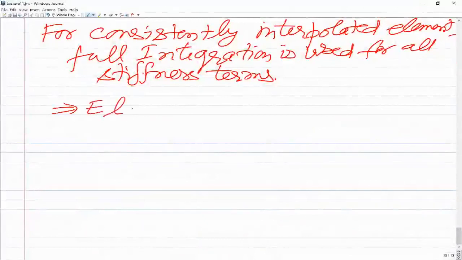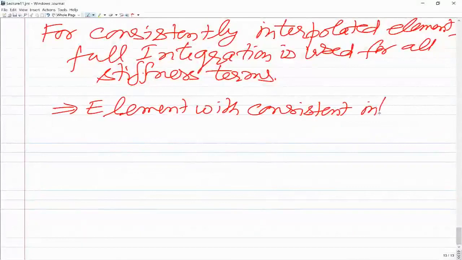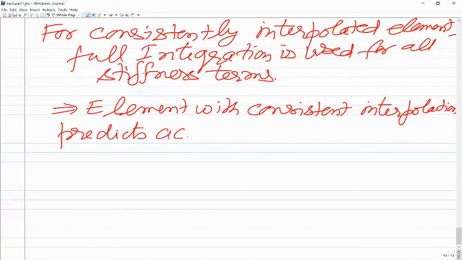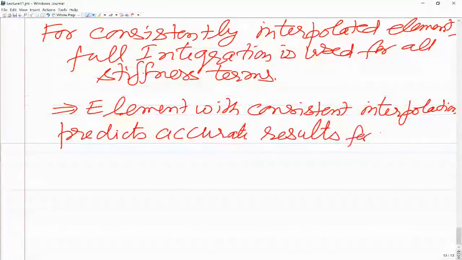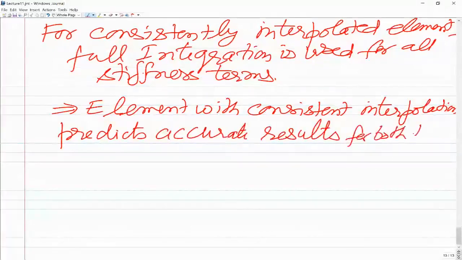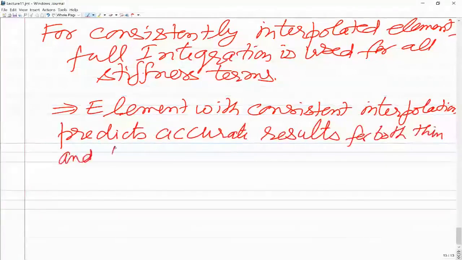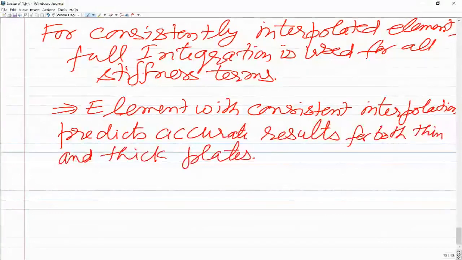An element with consistent interpolation predicts accurate results. Of course, when I say accurate, you have to use a sufficient number of elements. That means you will have to do the convergence study. Results for both thin and thick plates. So there is no locking or hourglass kind of problem that we have seen earlier.